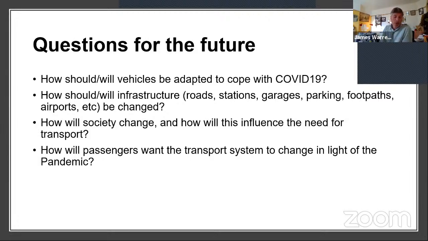But there's this question: if you were a transport operator or a train operator, how might you diversify or change your offering to stay in a slightly more healthy financial state? Yeah, well, I wish I had the answer to that, James, because I'd be a millionaire very soon.